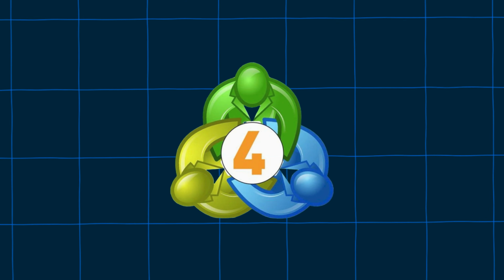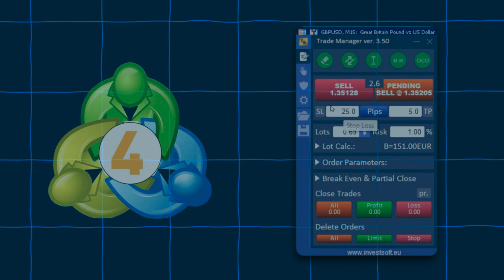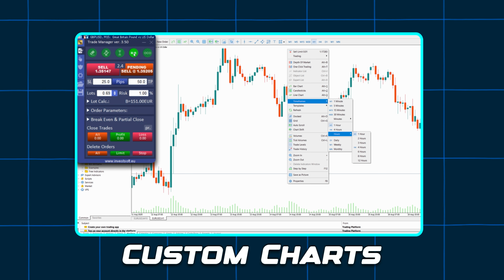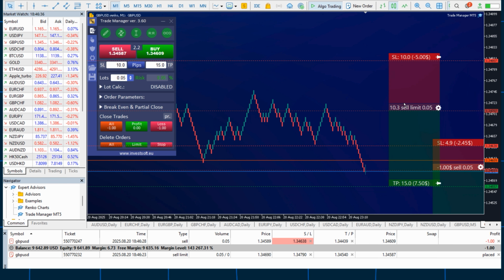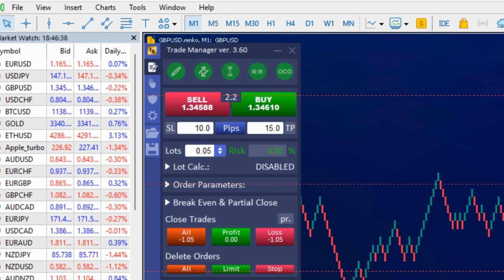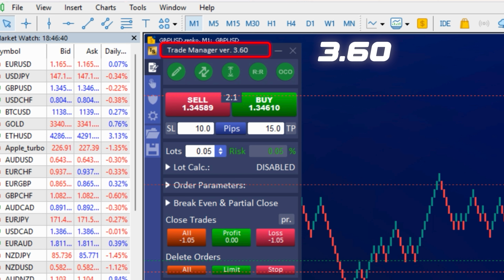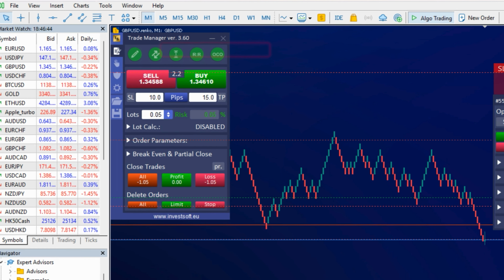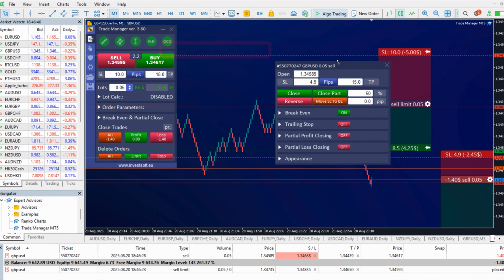In MetaTrader 4, Trade Manager has always been able to work with custom charts because they are created differently than in MetaTrader 5. However, in the case of MT5, this capability was introduced only in Trade Manager version 3.60. Since then, you can fully manage trades even on non-standard charts in MT5. Let's see how it works in practice.